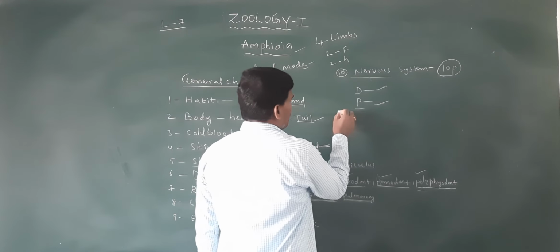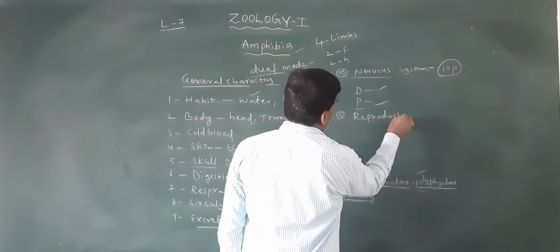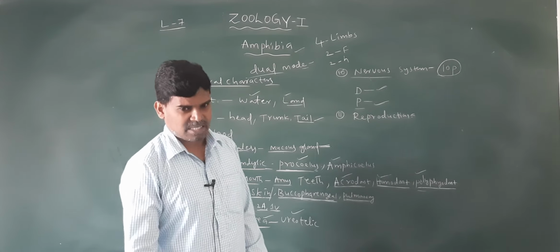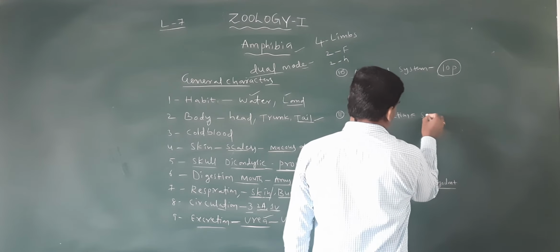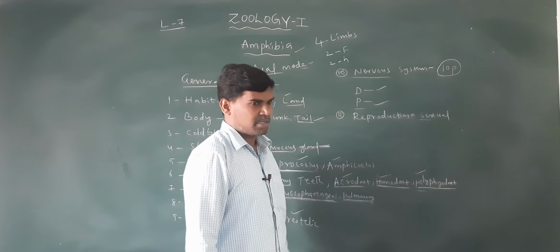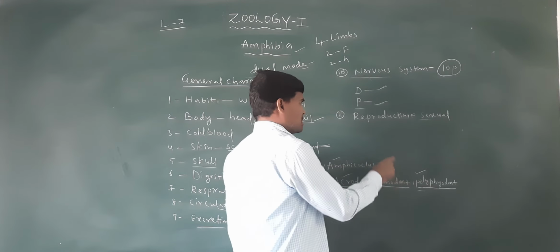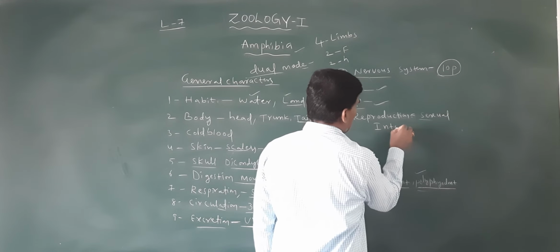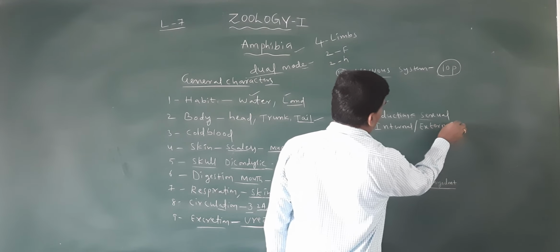The next point, reproduction. Which type of reproduction? Sexual reproduction. Sexes are separate, the dioecious animals: males and females are separate. In sexual reproduction, fertilization is internal and external. Most are external fertilization.